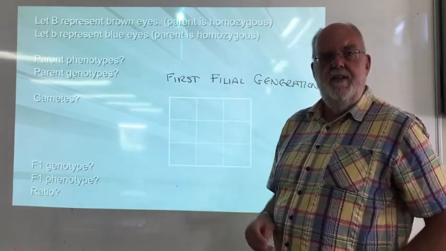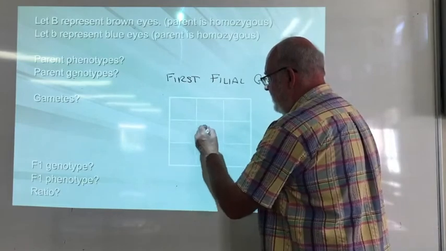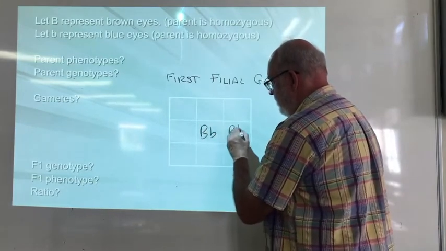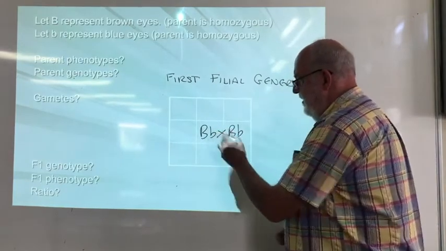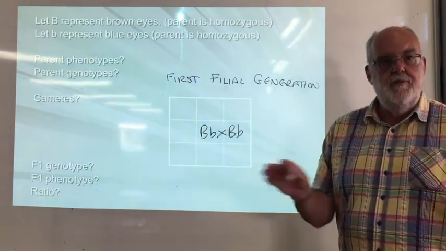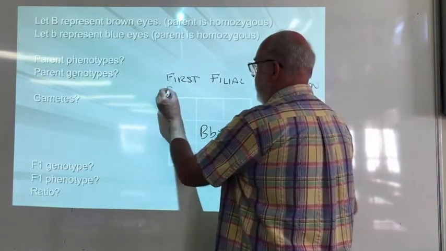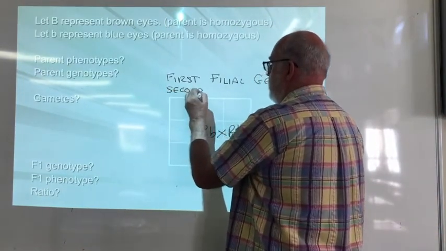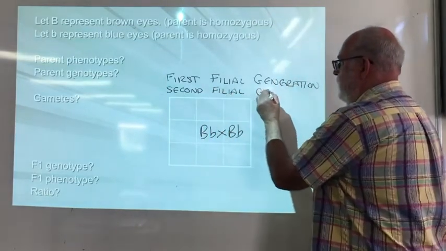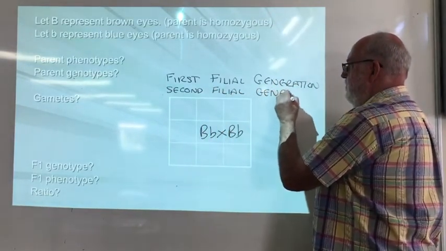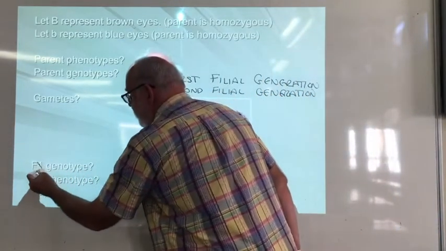What I'm going to look at is the F2 generation, is where you get two of these individuals, who were the F1 generation, being crossed together and reproducing. And that is the second filial generation, or F2.